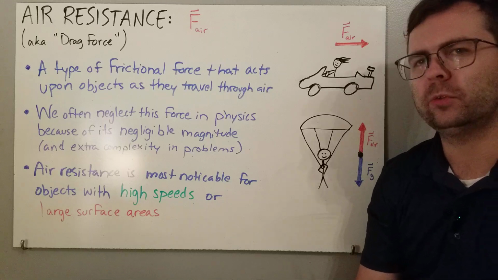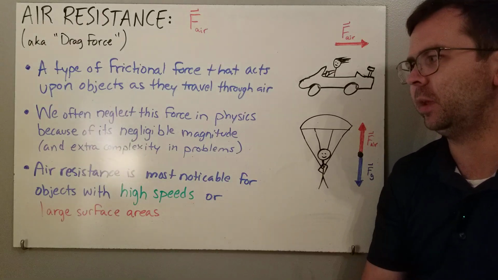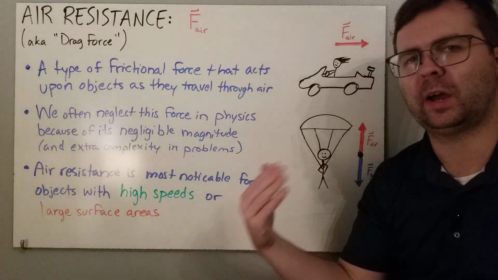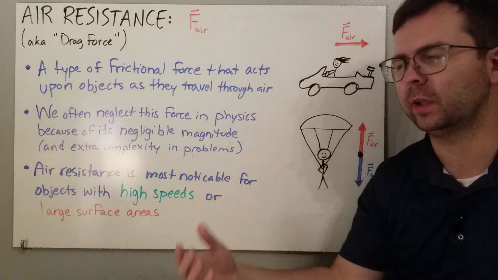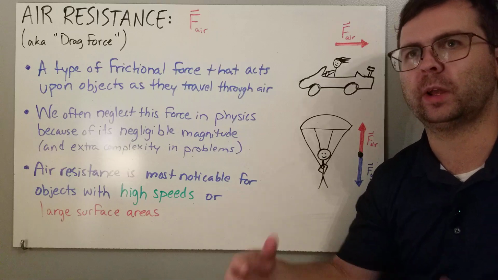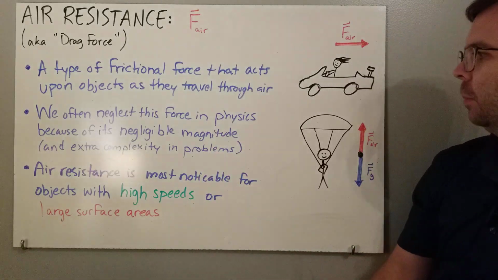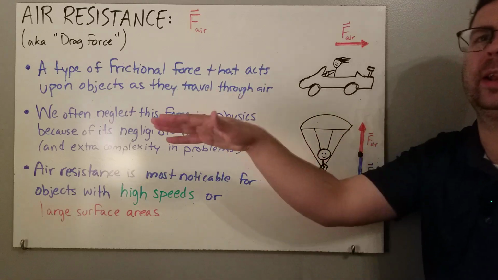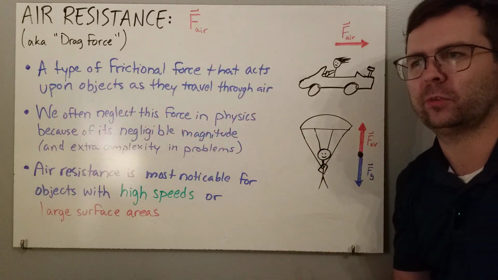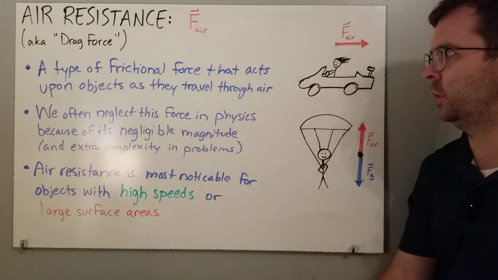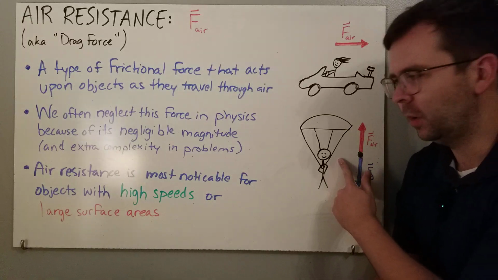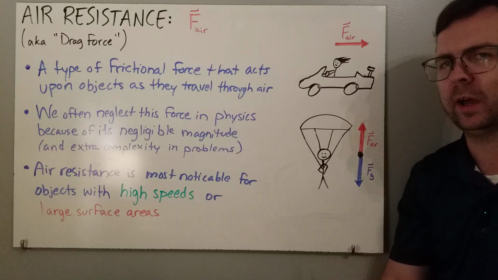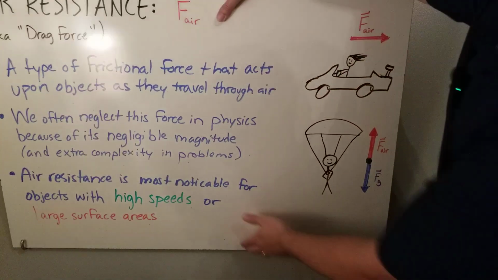Air resistance is most noticeable for objects with high speeds or large surface areas. If it has a high speed, it's hitting a lot of air per second. If it's got a large surface area, it's running into more air per second. And so both of these examples show that. If you're going really fast in a car and you stick your hand out the window, you notice the air resistance because there's a lot of air you're running into each second. A parachuter, when they open up their parachute, is going to be collecting a lot of air, and so it has a high air resistance as well.